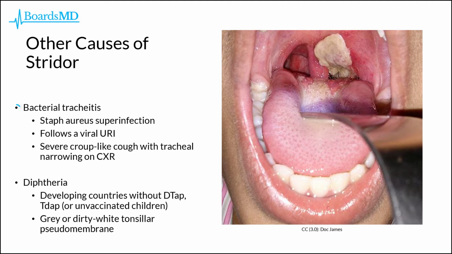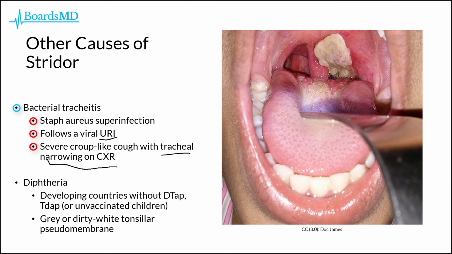We have, of course, bacterial tracheitis, which is a Staph aureus superinfection that presents following a viral upper respiratory infection. This can present with a severe croup-like cough, which is going to be that barking, coarse cough, and classically this is going to reveal tracheal narrowing on chest X-ray.